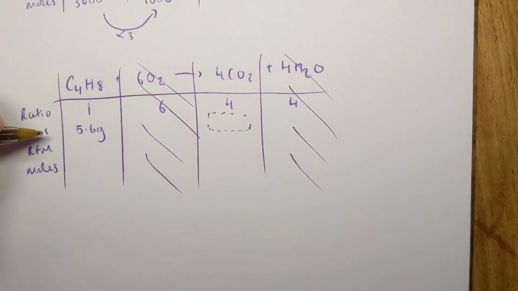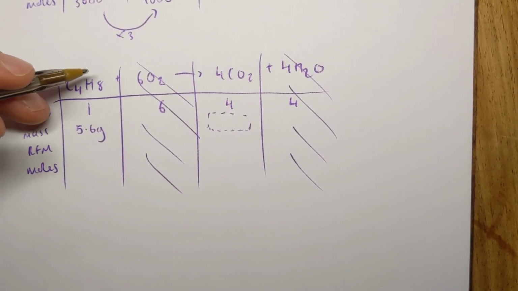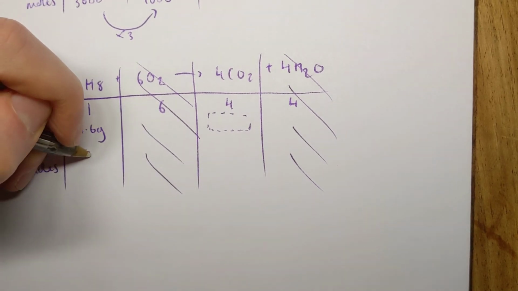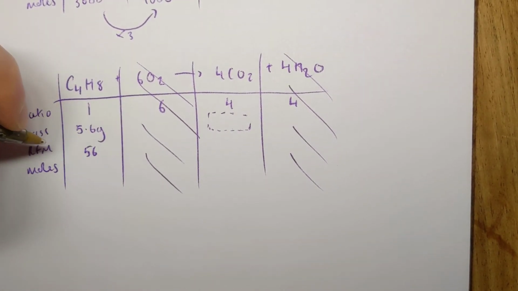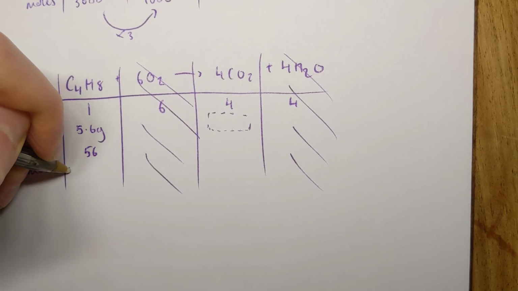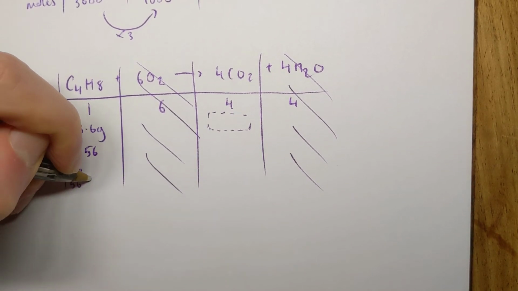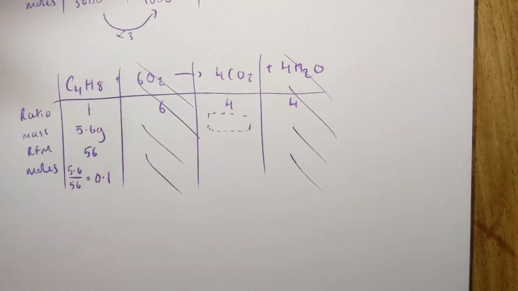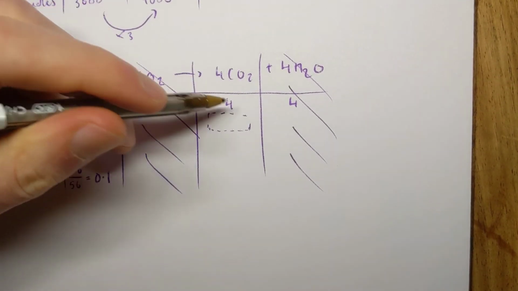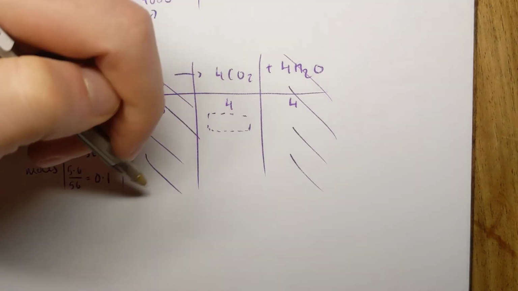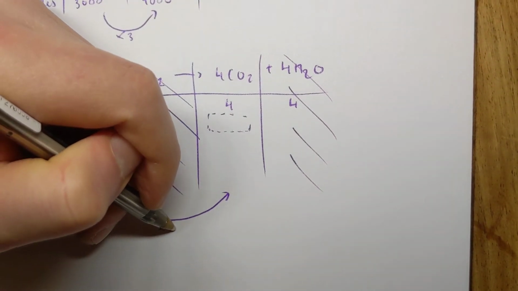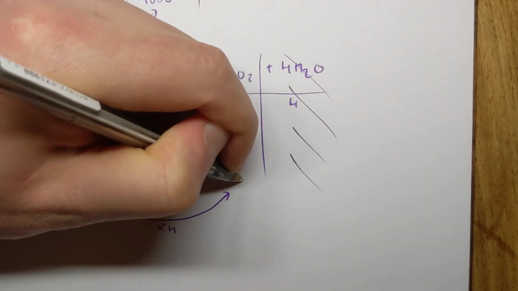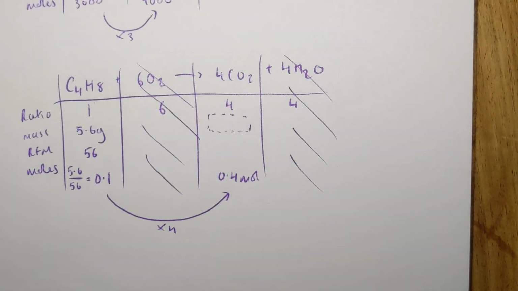Moles of butene, I need to work out the RFM. 4 12s plus 8 ones gives me 56. Moles is going to be mass divided by RFM, 5.6 over 56, which is 0.1 moles. The ratio from this to this is 1 to 4. So I need to multiply by 4 to get the moles of carbon dioxide. So multiply up by 4, that gives me 0.4 moles of carbon dioxide.